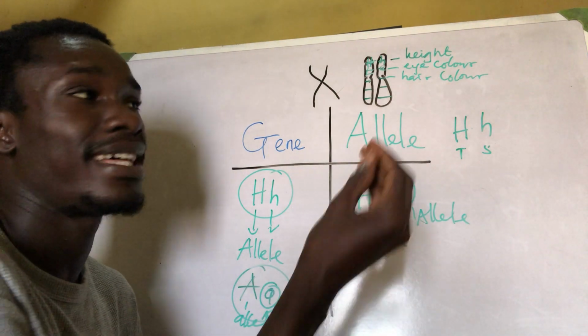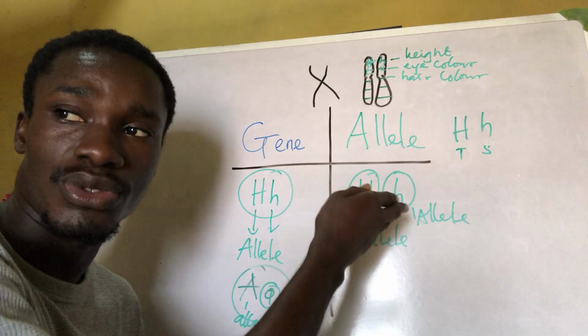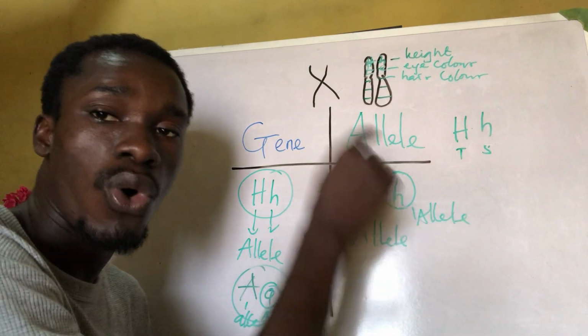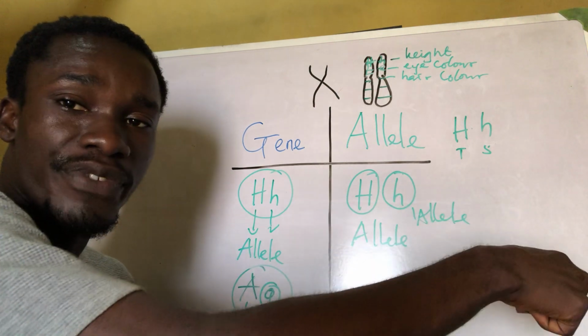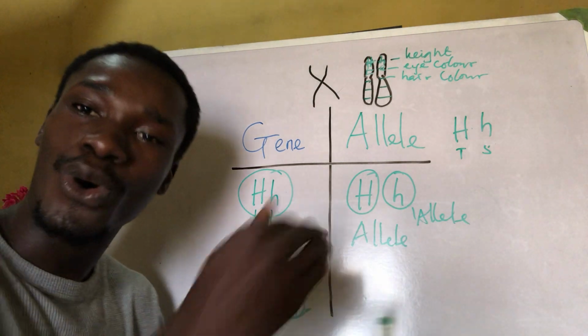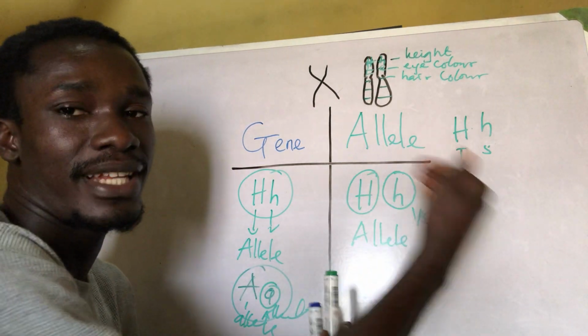That is why we say that an allele is an alternate version. So if this gene is for tall height, the other version of it will code for short height. So it's an alternate version of the particular gene that we are looking at.